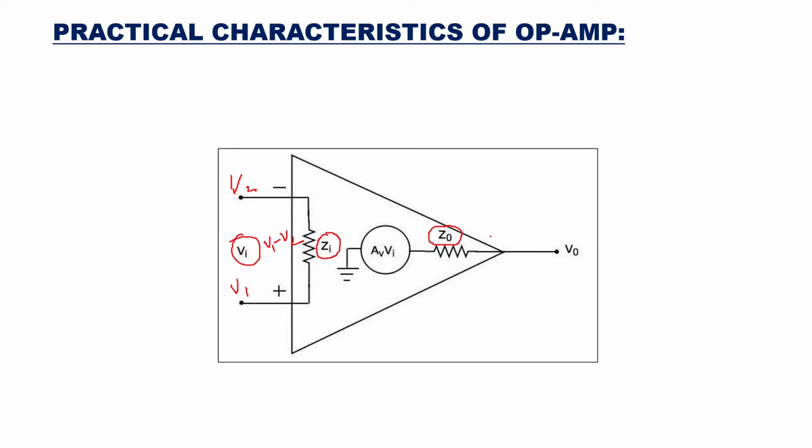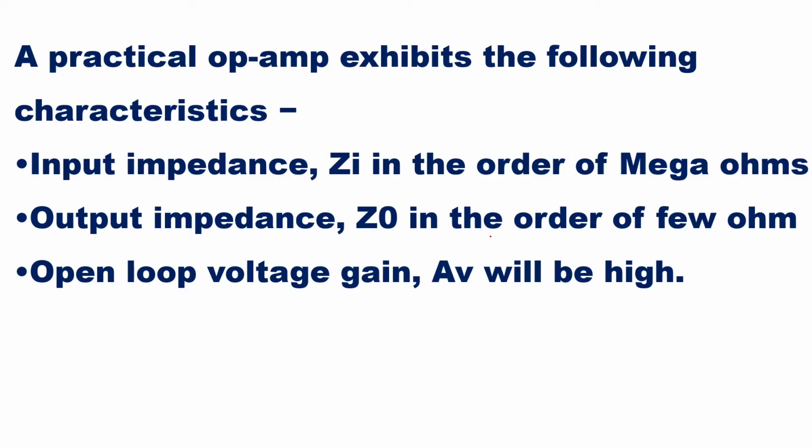If you look at the practical characteristics of op-amp, input impedance Zi is in the order of mega ohms. Ideally we said it is infinite, but practically it is in the order of mega ohms. Similarly, output impedance Z0, ideally we said it was 0, but practically it will be in the order of few ohms. Then open loop voltage gain AV, ideally we said it was infinite, but practically it will be high.